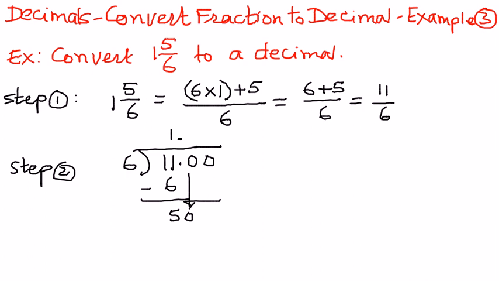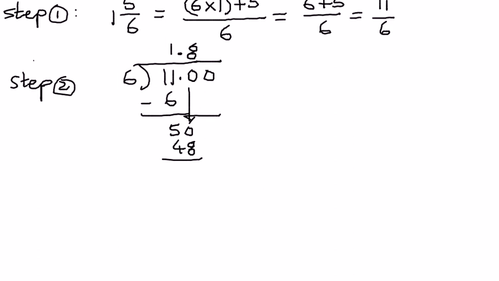Repeat the 6 times table process. 6 times what number is equal to or less than 50? 6 times 8 is 48, and when we subtract 48 from 50, we are left with 2, so we borrow the next 0 there. We repeat the 6 times table. 6 times what number is equal to or less than 20? 6 times 3 is 18.